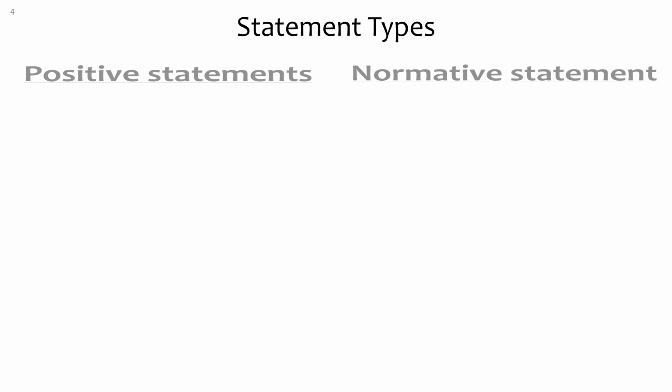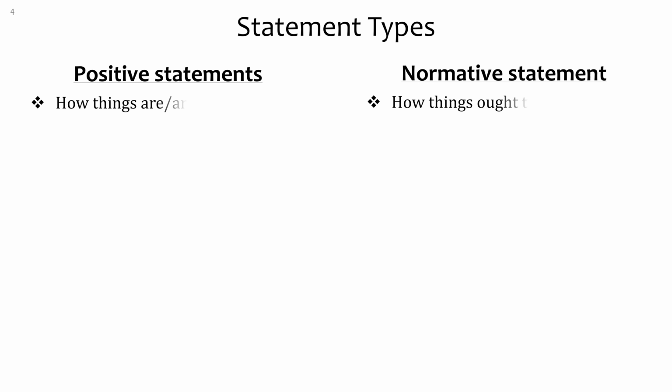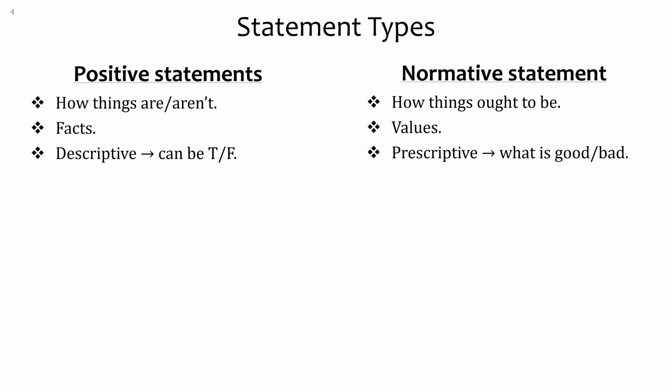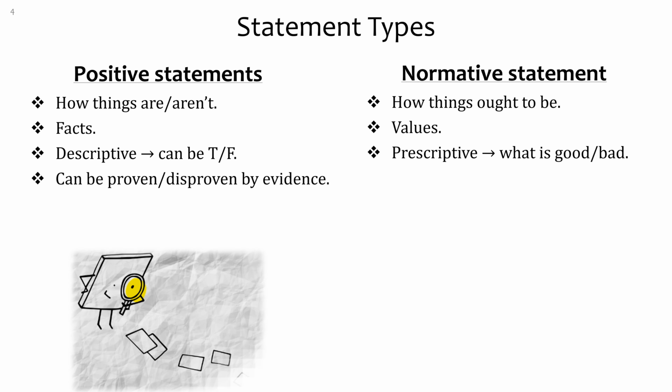There are 2 types of statements. Positive statements are about how things are or aren't, as opposed to how things ought to be. It's about fact versus values, descriptive versus prescriptive. So let me clarify something. Positive here doesn't have a positive connotation. It doesn't mean true. It means it can be true or false. It's about the format of this statement. It's something that can be proven or disproven by evidence, as opposed to a personal opinion, which is subjective.